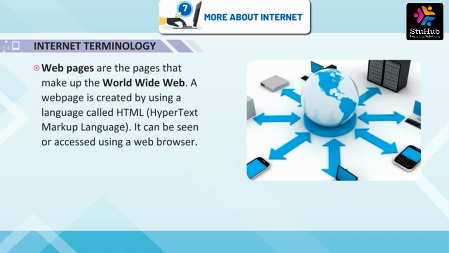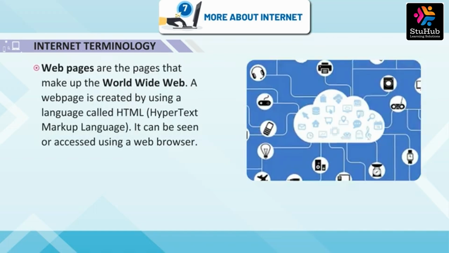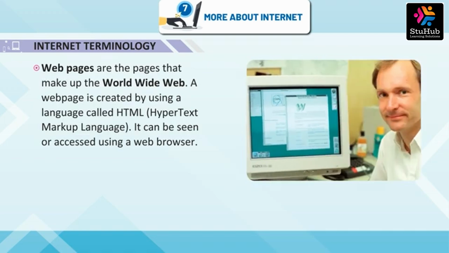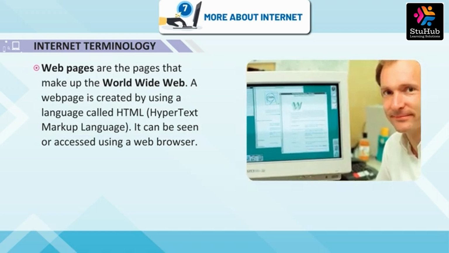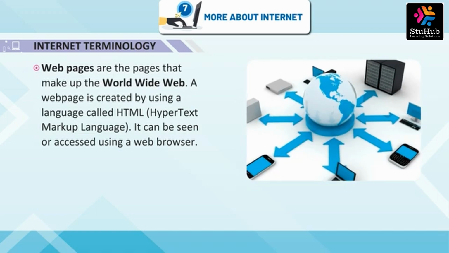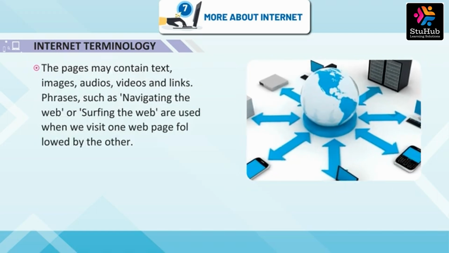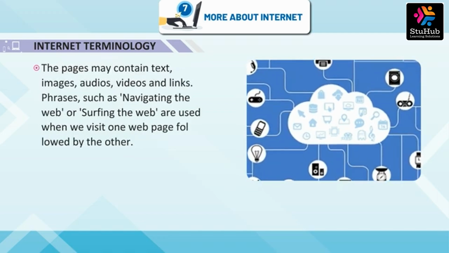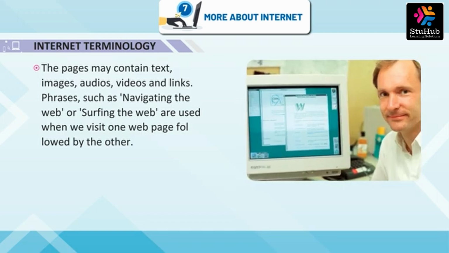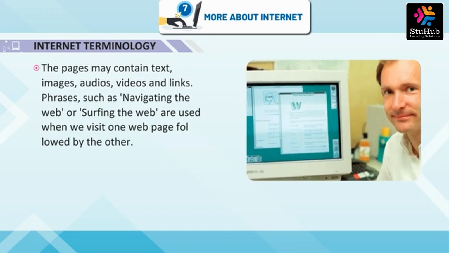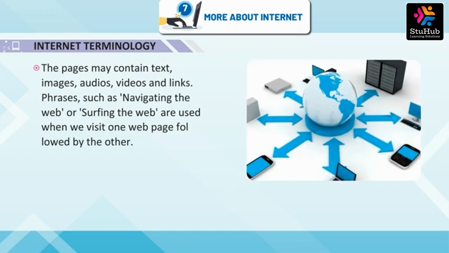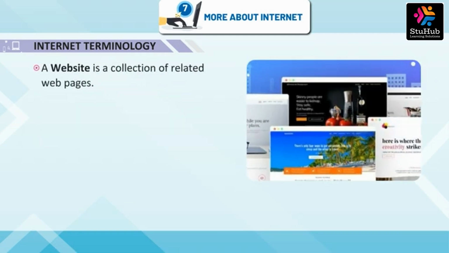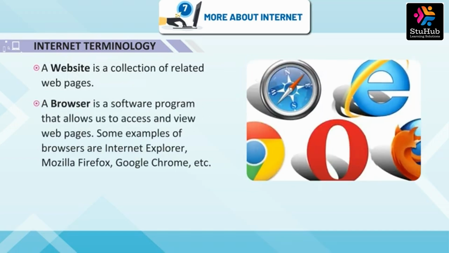Web pages are the pages that make up the World Wide Web. A web page is created by using a language called HTML, Hypertext Markup Language. It can be seen or accessed using a web browser. The pages may contain text, images, audios, videos, and links. Phrases such as navigating the web or surfing the web are used when we visit one web page followed by the other. A website is a collection of related web pages.